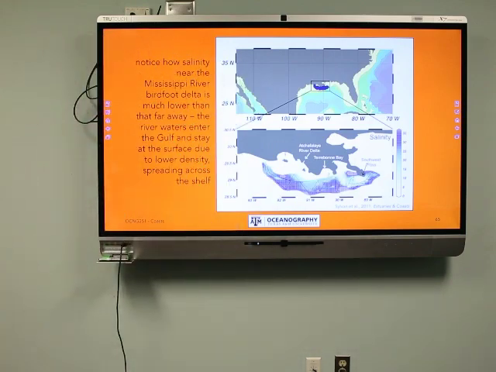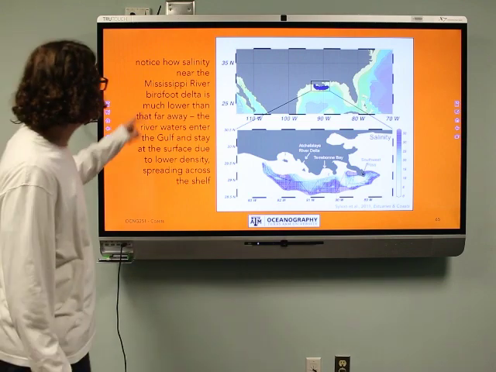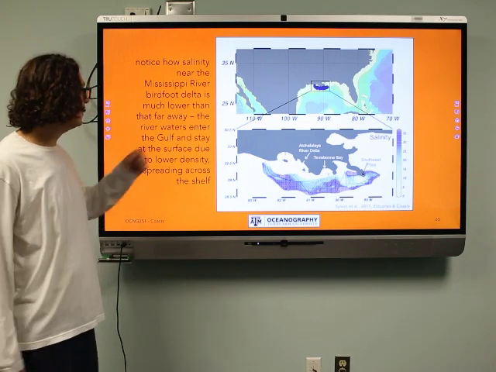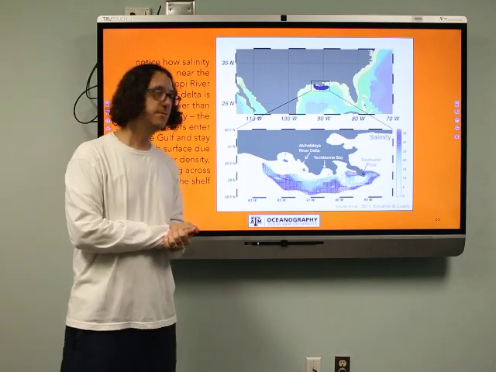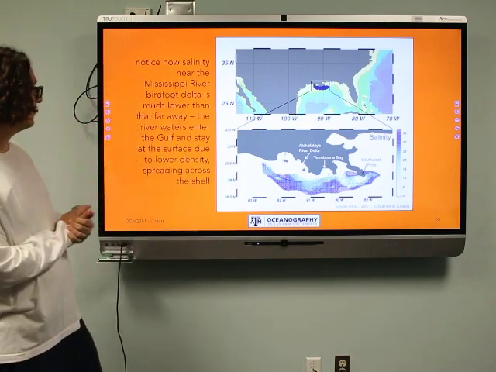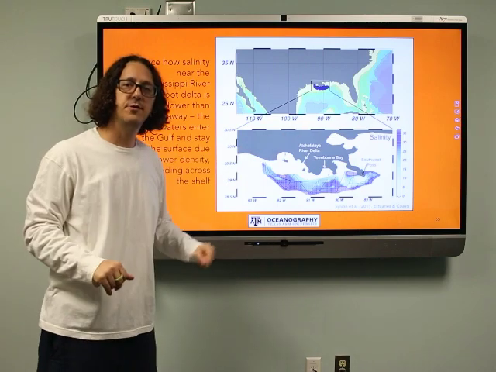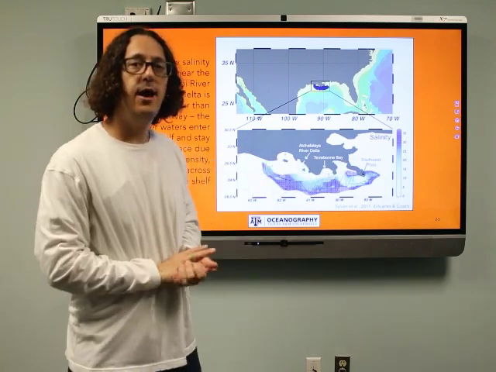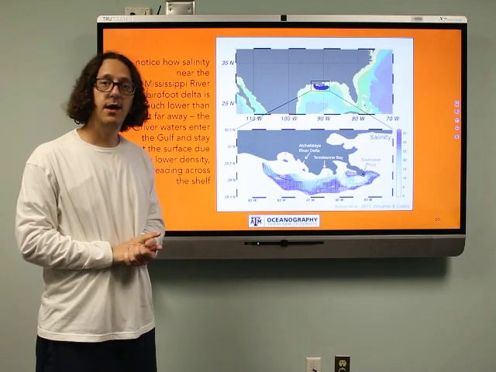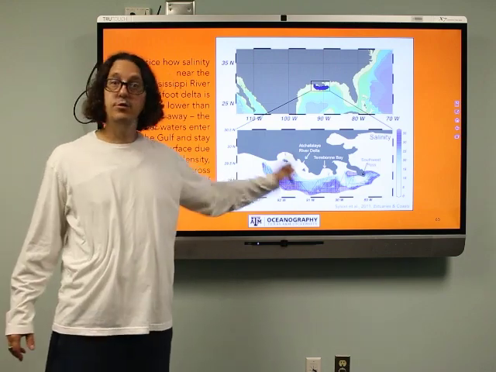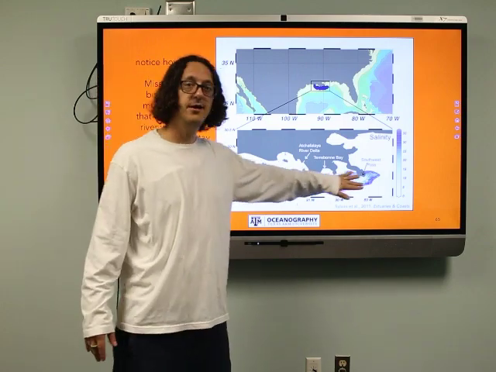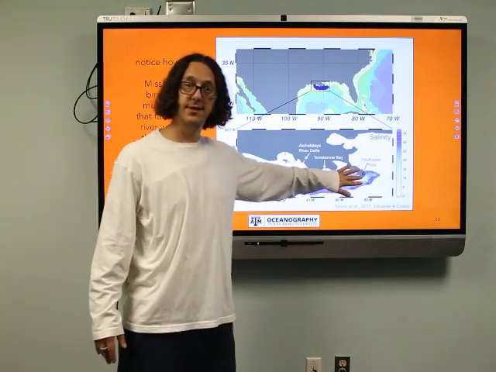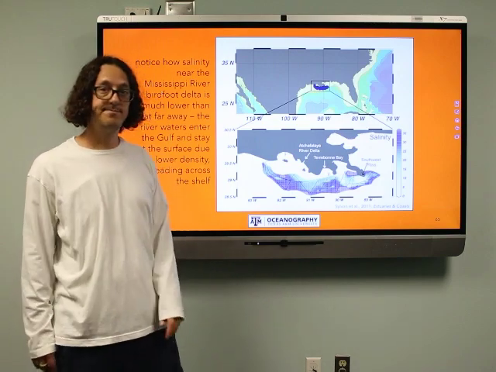So it says, notice how salinity near the Mississippi River Birdfoot Delta is much lower than that far away. The river water enters the Gulf, and it actually stays on the surface due to its lower density, and it spreads across the shelf on the surface and creates this layer of water with a little bit lower density and a lot of nutrients. And so this fertilizes this area. And we will talk about this in the next chapter when we talk about dead zones.